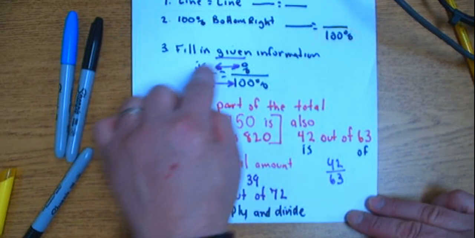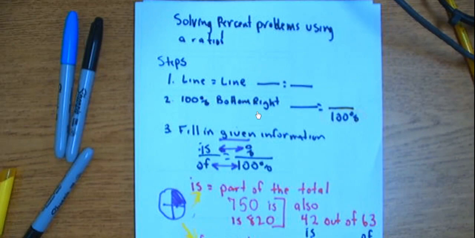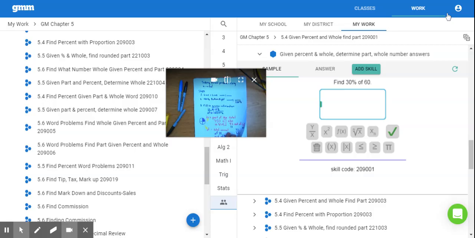The last thing we do is once we have this all set up, we cross multiply and divide. So now we're going to take a look at some questions related to this on Get More Math so that you can do these on your own. Come back to this as you need to.